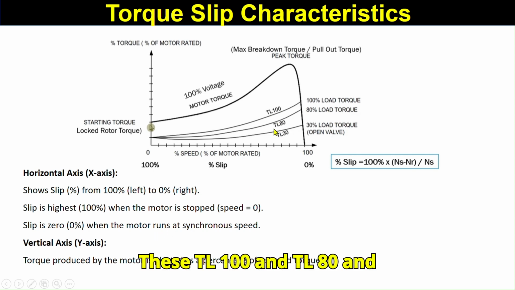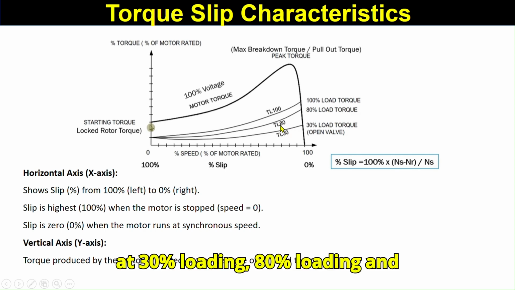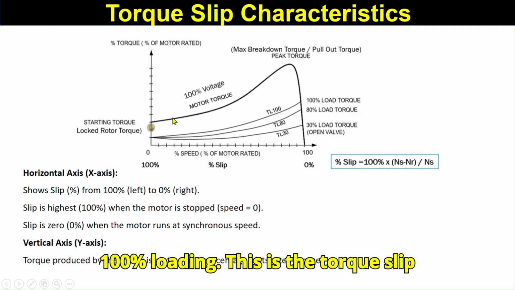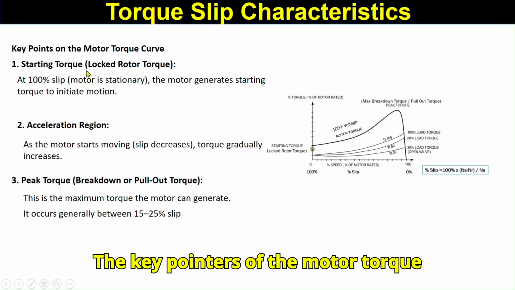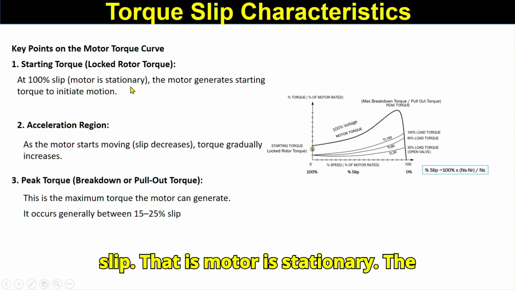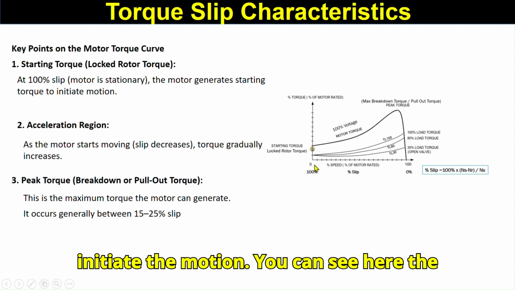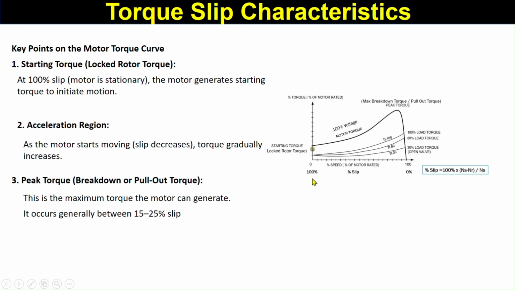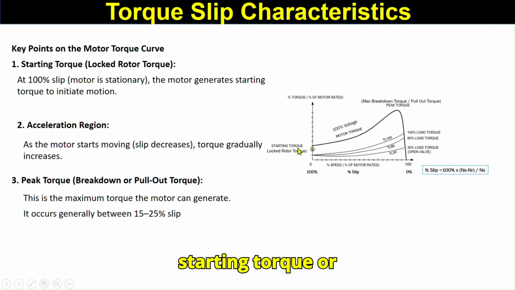These TL100, TL80 and TL30 are the load torques at 100% loading, 80% loading, and 30% loading. This is the torque-slip motor torque at 100% of load. The key points on the motor torque curve are starting torque at 100% of slip, that is, the motor is stationary. The motor generates starting torque to initiate the motion. You can see here the speed is 0 but slip is 100%. The torque at this point needed by the motor to start the motion is called the starting torque or locked rotor torque.